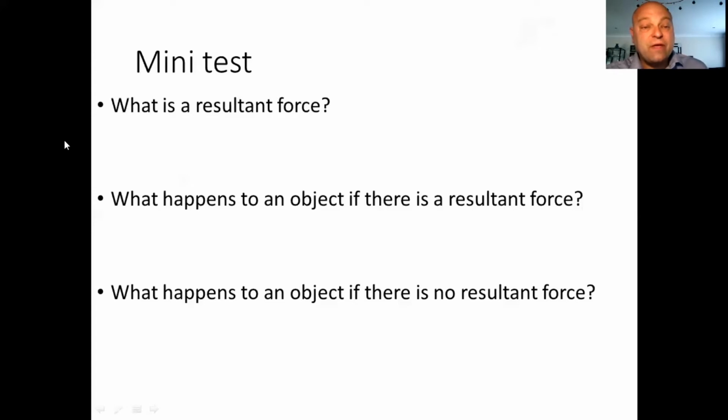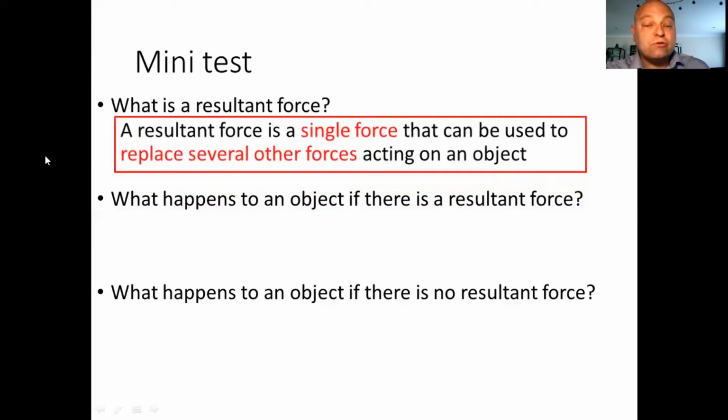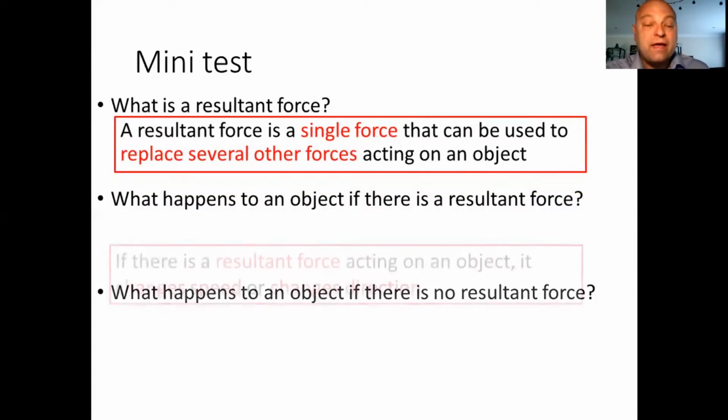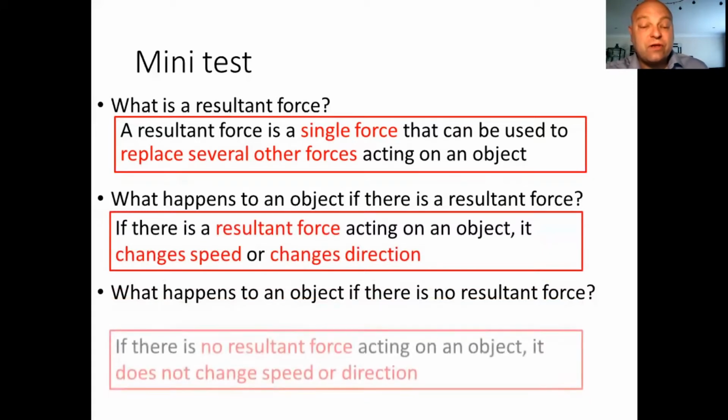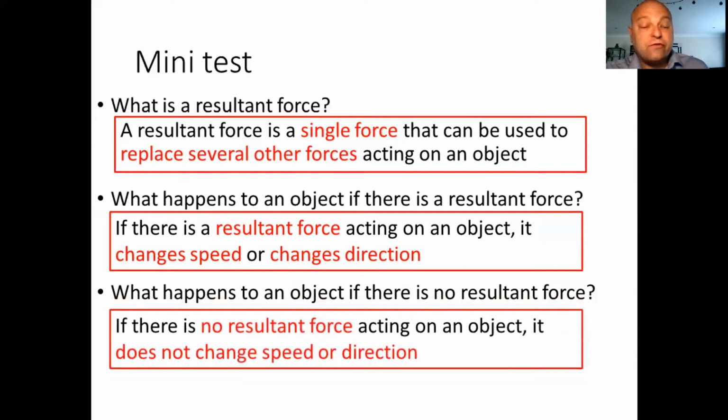Okay, let's have a look then. These are simply the things we went through last lesson. The answers are the resultant force is a single force that can replace several other forces. It's the single force to replace them that's the important bit. Resultant force will cause something to change speed or change direction. If there isn't a resultant force, it doesn't change speed or direction. Do remember, you could have a speed of 0. So if there's no resultant force, it will stay at a speed of 0. It will continue to not move.